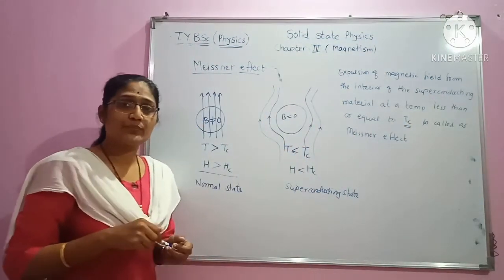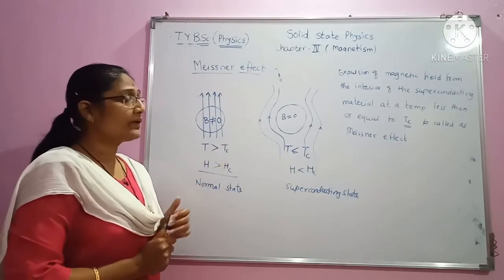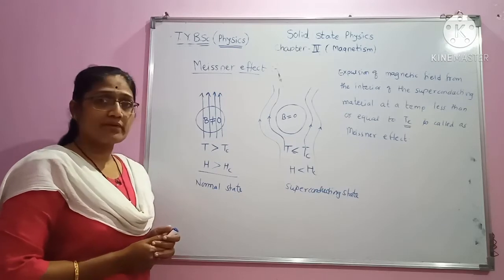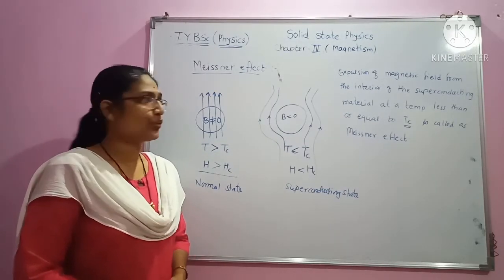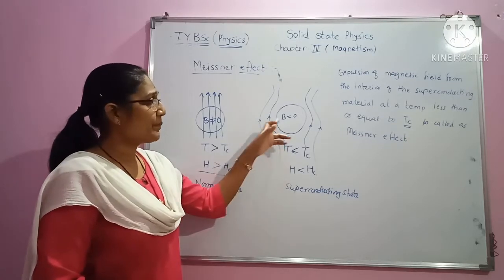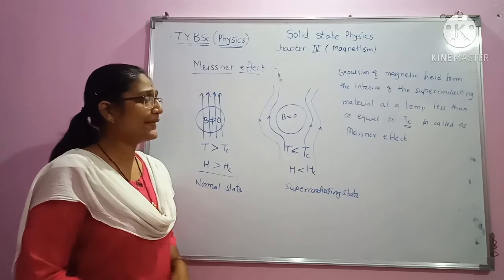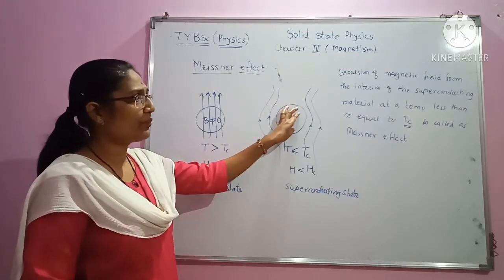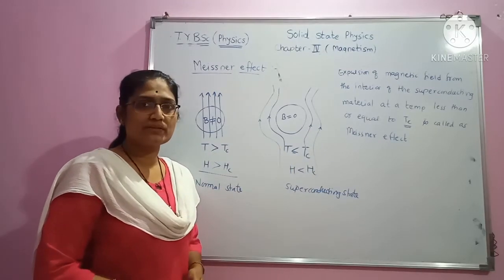And Meissner experimentally observed that this effect is reversible. What does it mean that this effect is reversible? So, what is the Meissner effect? The Meissner effect is the expulsion of the magnetic field from the interior of the superconducting material at a temperature less than Tc.